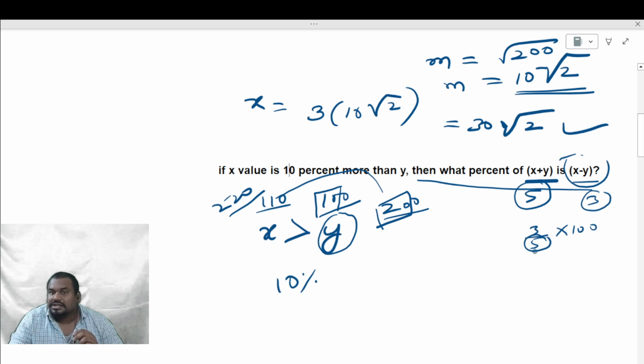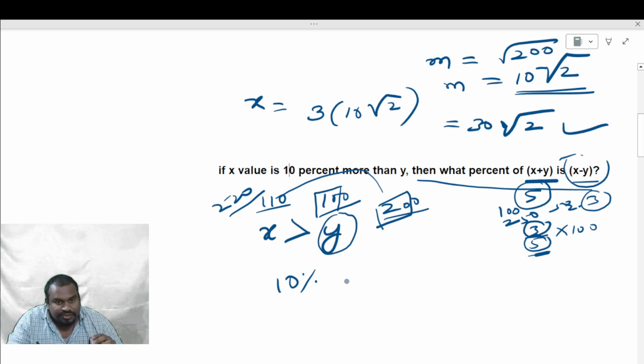It means the larger value should be at the bottom, and the value that the percent is asked for should be in the numerator. So 3 by 5 is 20. Suppose it is 100 and it is 20, then 20 by 100. Suppose it is 250 and it is 50, then 50 by 100, like that. You are supposed to calculate it. Now we got clarity.